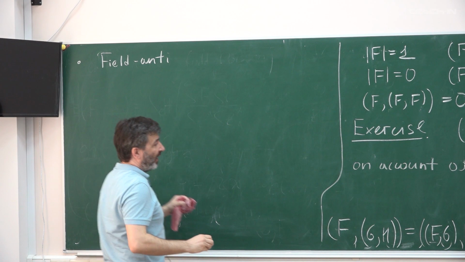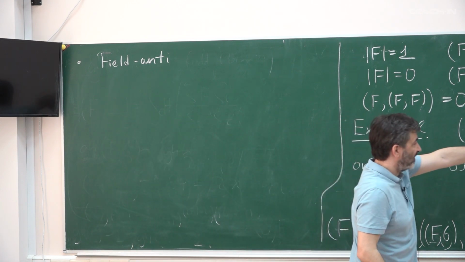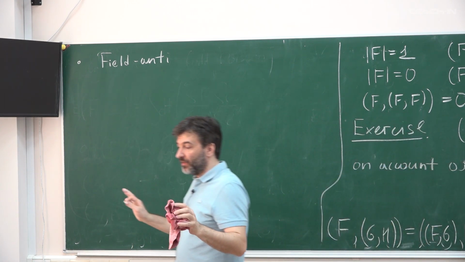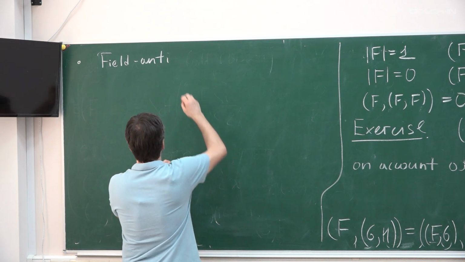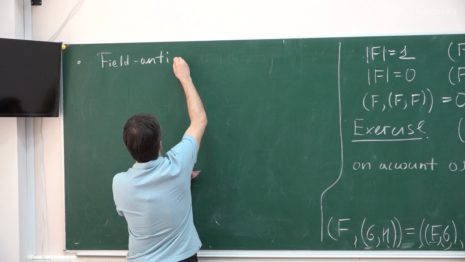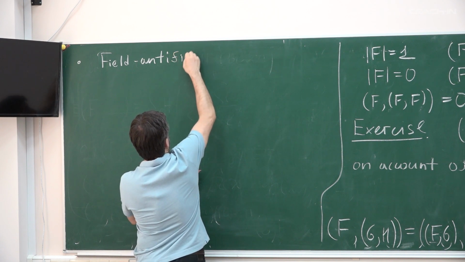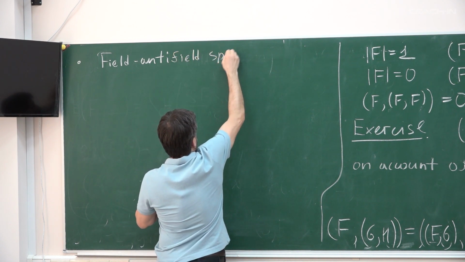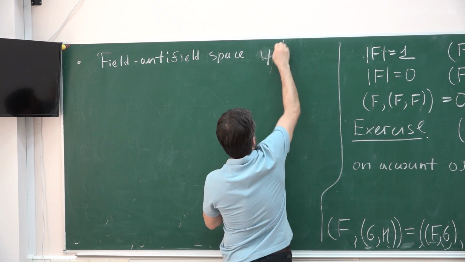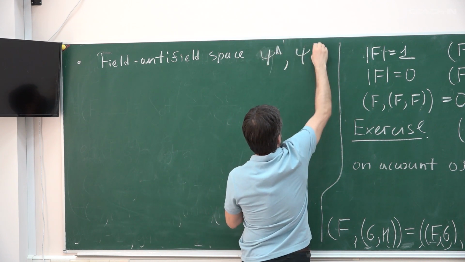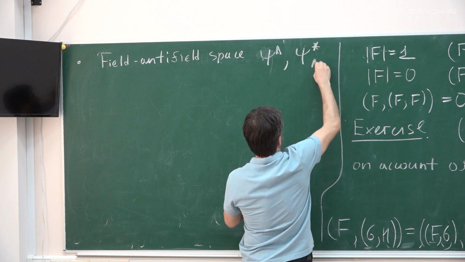And for the moment, I'm even going to forget about explicit time dependence. I'll treat everything as if everything were finite dimensional, just to make things more transparent. Field-antifield space. So I have some fields, let's say psi A, and their conjugate anti-fields psi star A.